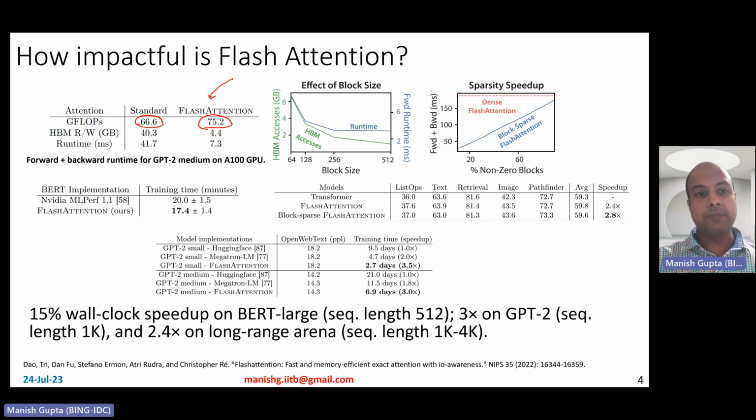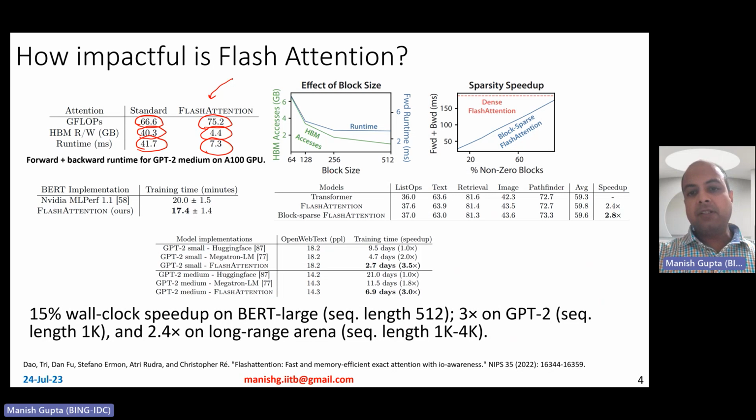If you look at HBM reads and writes, a lot of them need to happen in standard attention, 40.3 GB. In the case of FlashAttention, it's just 4.4 GB, which means you can now enable much larger sequence lengths. Runtime-wise, standard attention takes about 41.7 milliseconds. However, FlashAttention takes only 7.3 milliseconds. So that's the beauty of FlashAttention.